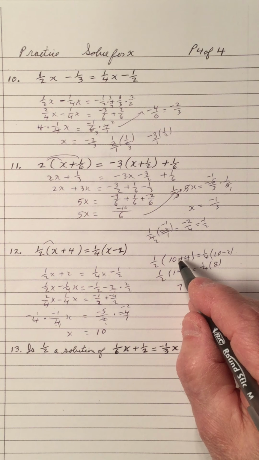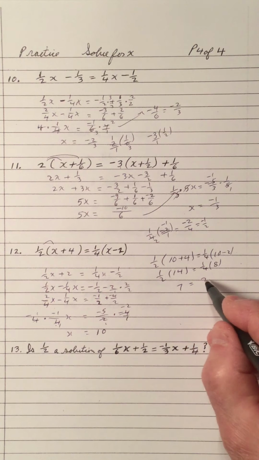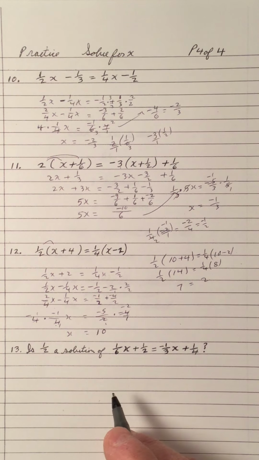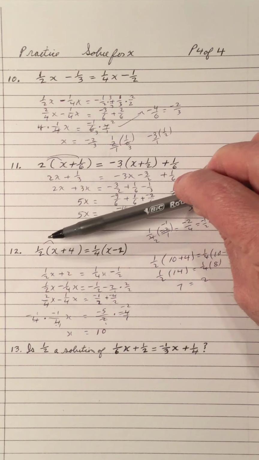Cannot find it. 10 plus 4, 14. A half of 14 is 7. I should have a 7 over here, but I don't. I got a 2. Means that's not the right answer. We go through it again.